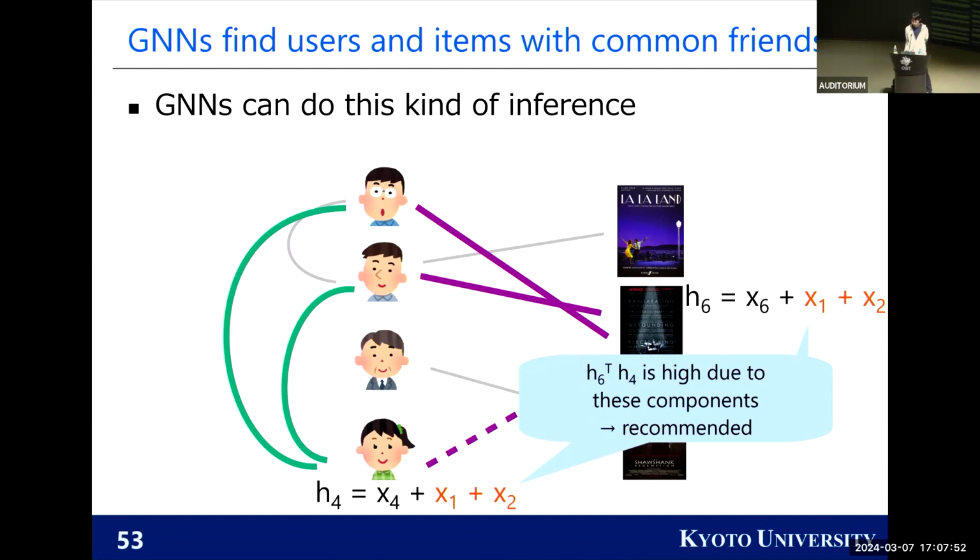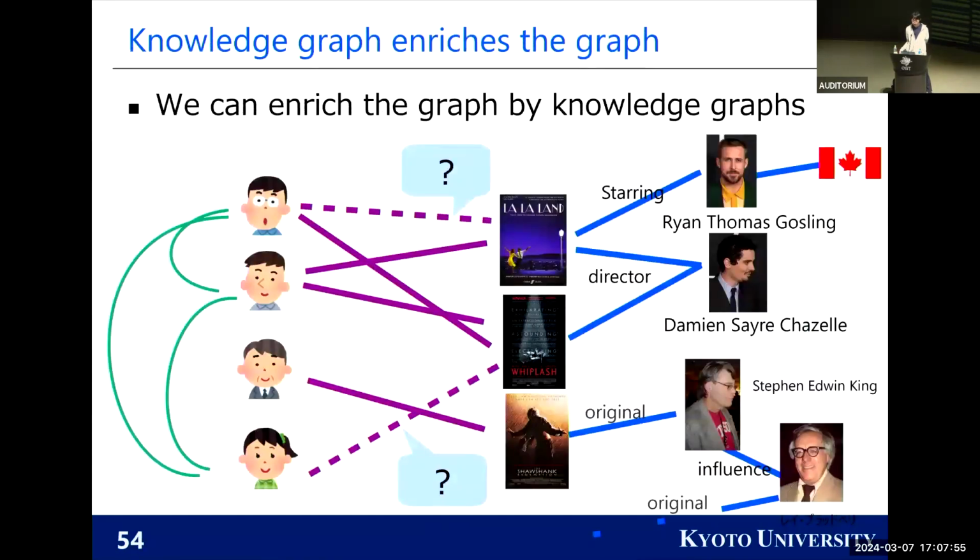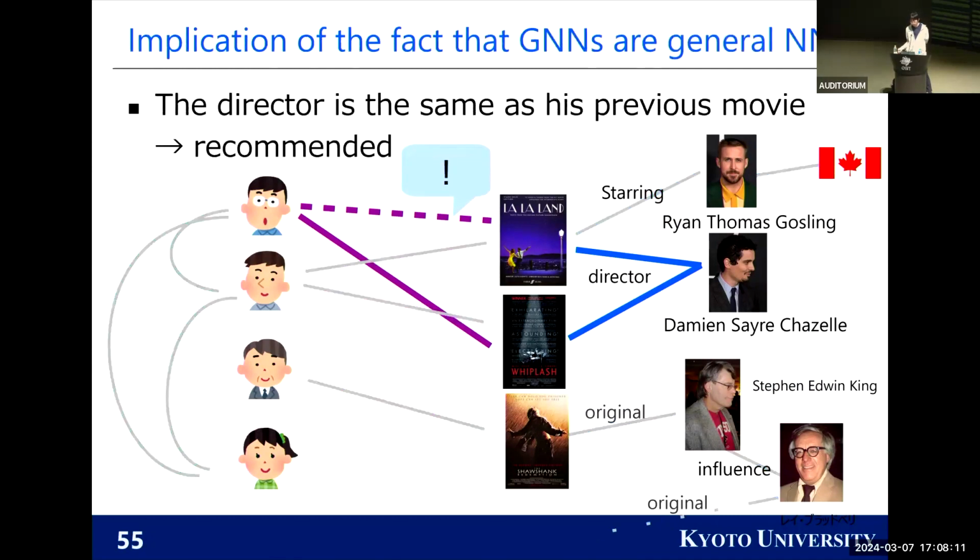And we can also think of larger examples with knowledge graphs. We can attach a rich knowledge graph to this graph and use many relations to produce more effective recommendations. For example, we can recommend this movie because it was directed by the same director as the movie he had watched before, using the director edge defined in the knowledge graph.